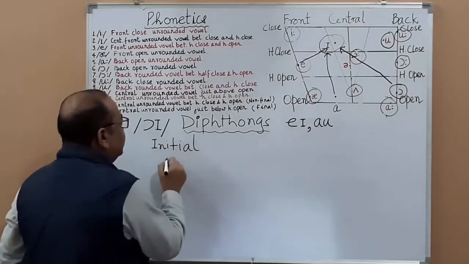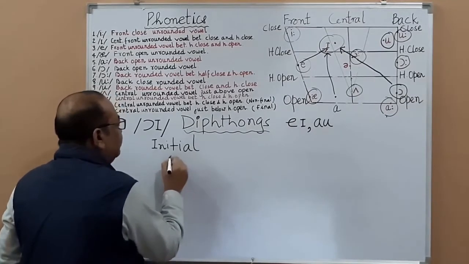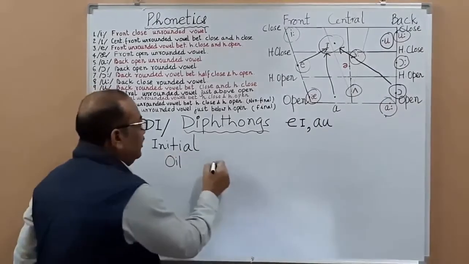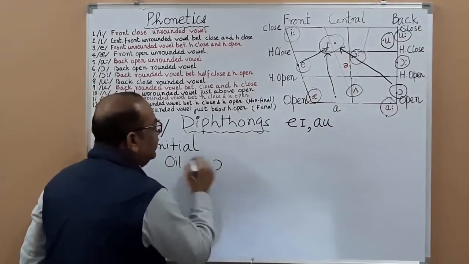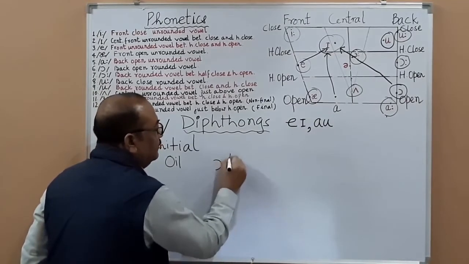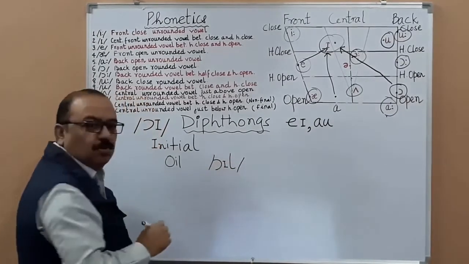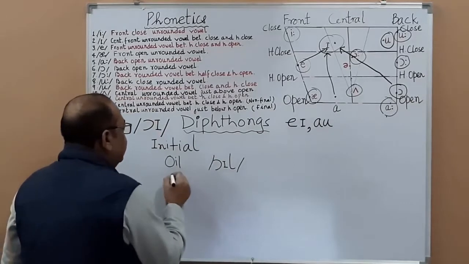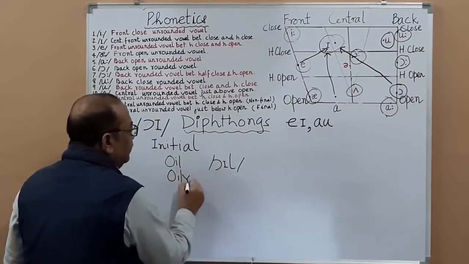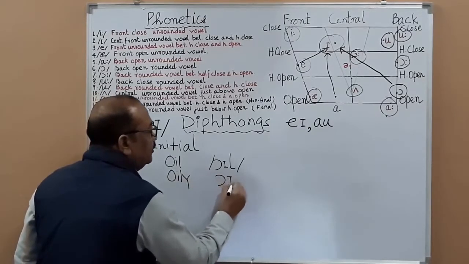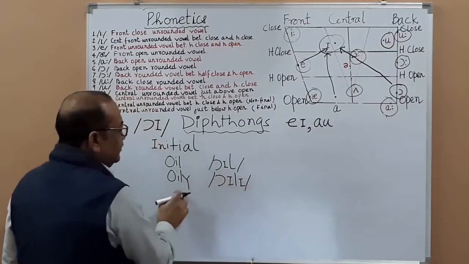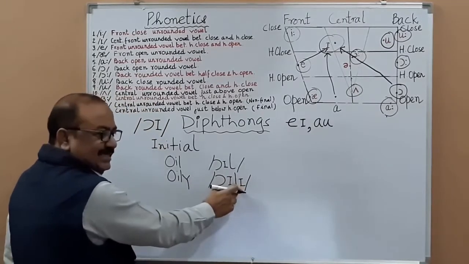This is oil. Let us take the word oil. The first word that comes to my mind is oil, and you are familiar with this word because we have discussed it earlier also. This is how you transcribe it. And you may take oily as well. This is how you transcribe oily. Y is converted into E sound.